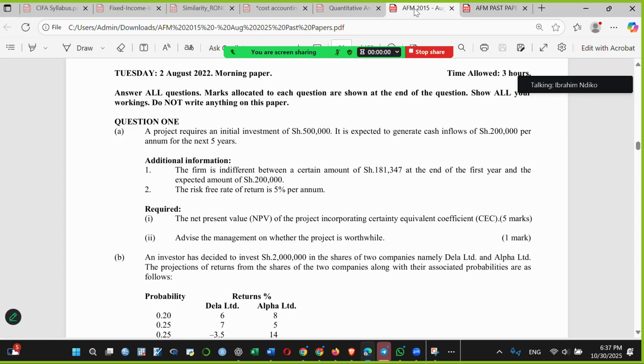So the firm is indifferent between the certain amount of 181,347 at the end of the first year and the expected amount of 200,000. In this case, we can get the certainty equivalent from that one. This is a question for which sitting? August 2022. Question number 1A. So we can only get the certainty equivalent from that one.